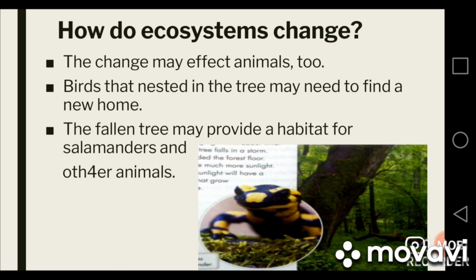Other than plants, the changes can also affect animals. So after the tree has fallen, the animals can also be affected in both ways. First of all, the birds that were nesting in that tree may lose their home and now they have to find a new habitat to live in. That is a negative thing. But the fallen tree may provide a habitat for salamanders and other animals, and insects can also live under the tree which has fallen. This is a positive aspect. So the fallen tree has both positive and negative effects for animals and plants.